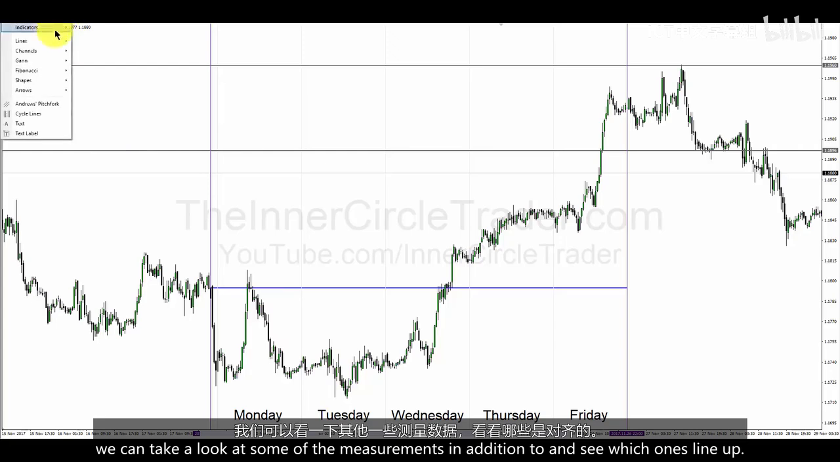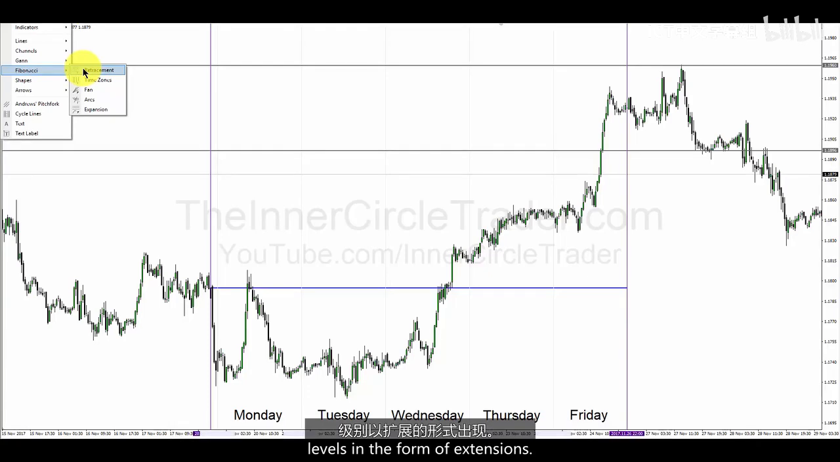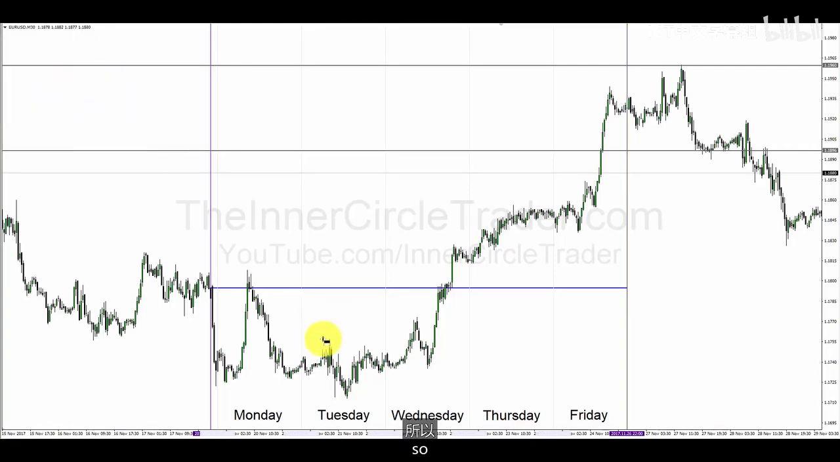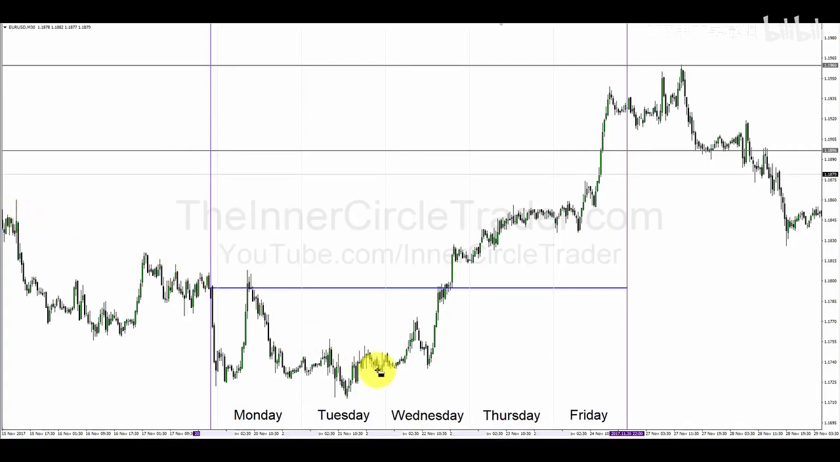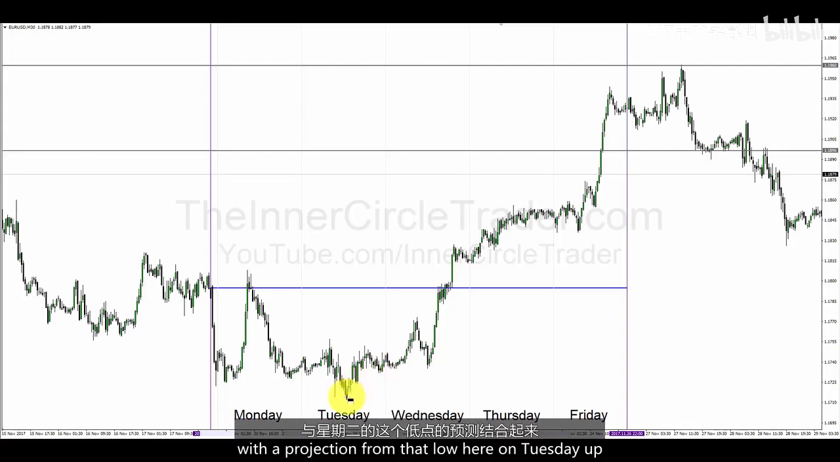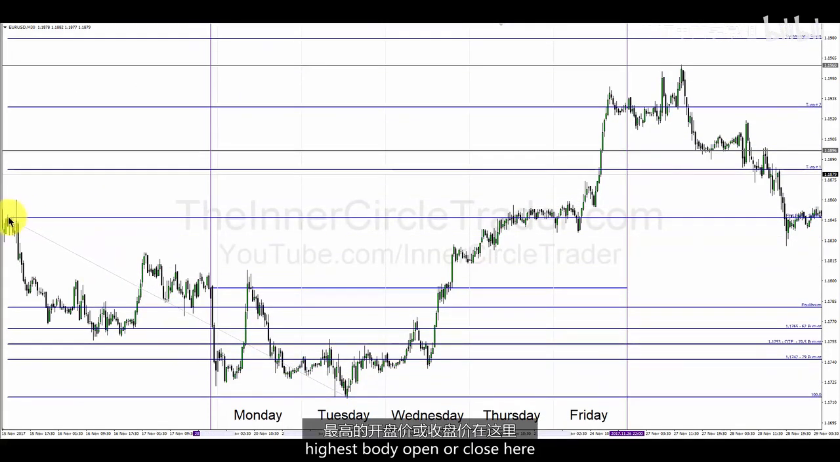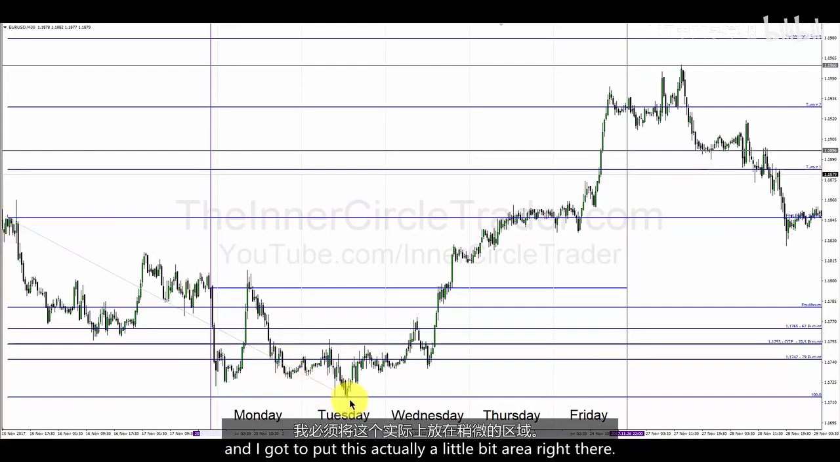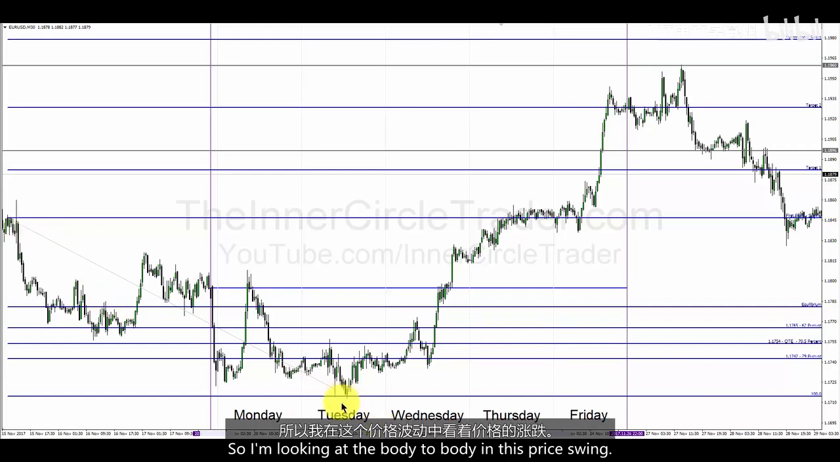So now we can take a look at some of the measurements in addition to and see which ones line up. So the bulk of what I'm going to teach you here is an overlapping or confluence of Fibonacci levels in the form of extensions. Okay, so right away we have this high back here that price has been moving lower from. What I want to do is incorporate that with a projection from that low here on Tuesday up to the highest body open or close here. And I got to put this actually a little bit, there you go, right there. So I'm looking at the body to body in this price swing.